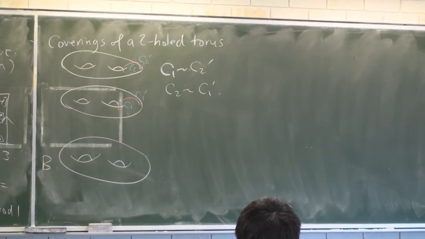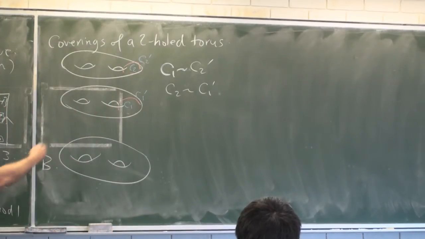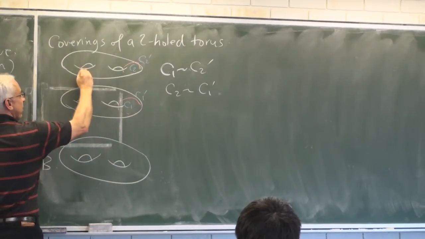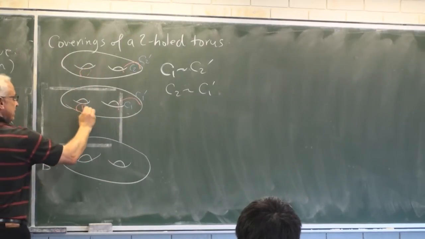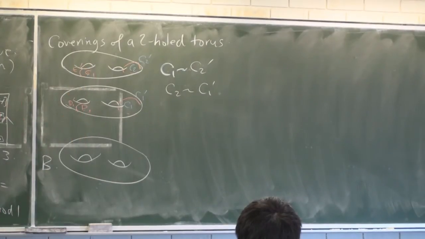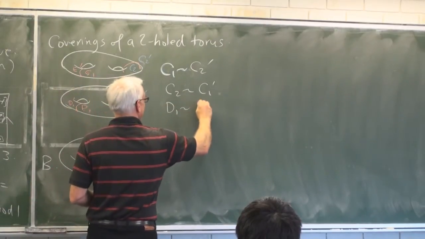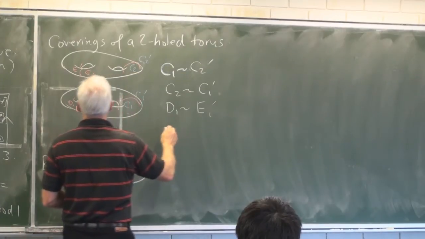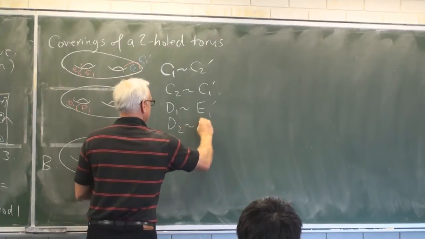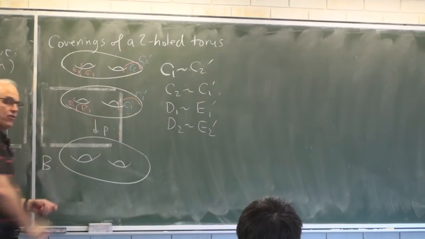Well, we could also perhaps cut on some other side, so we could also make some other cut. For example, along here and along here, and call these sides D1 and D1 prime and E1 and E1 prime. And then we can also make the identification that D1 is identified with E1 prime, and D2 with E2 prime. And then we would get some kind of covering of the two-hole torus.